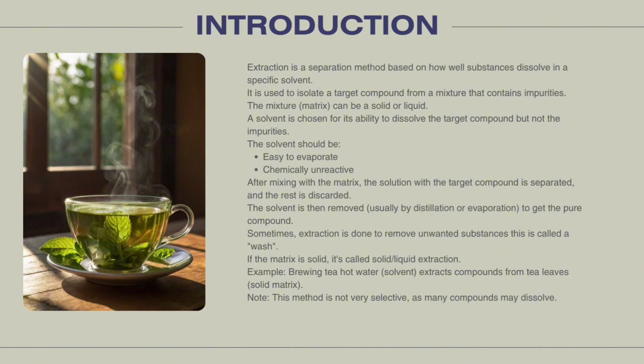We treat it carefully, selecting a solvent that preferentially dissolves the target compound. Ideally, this solvent should be easy to evaporate and chemically unreactive. When the mix is solid, like tea leaf, the process is called solid-liquid extraction. A familiar example of this is simply brewing tea, where hot water acts as a solvent that extracts a mix of substances from the tea leaf, including caffeine, tannins, and polyphenols.